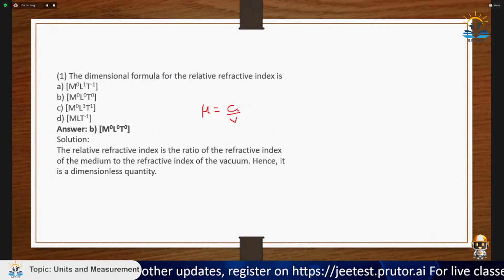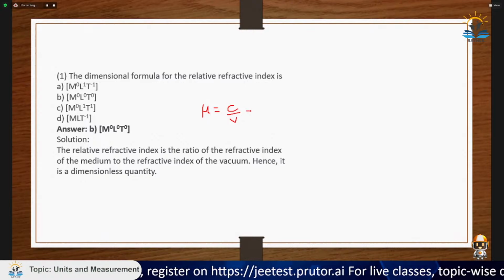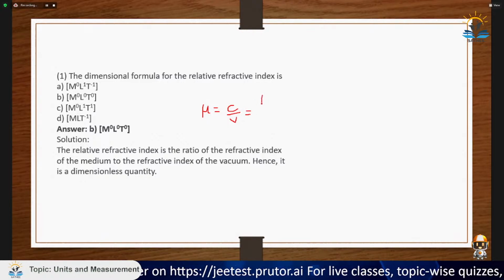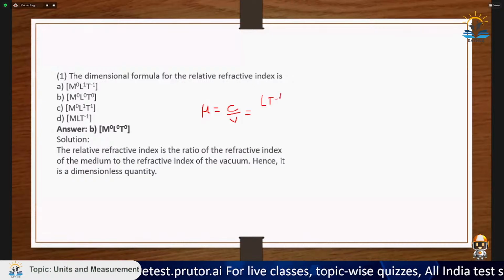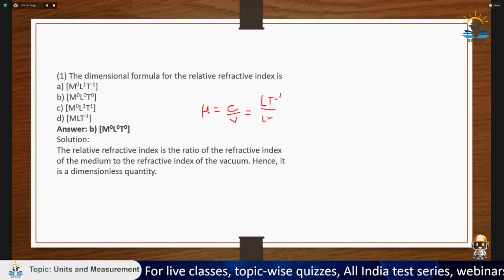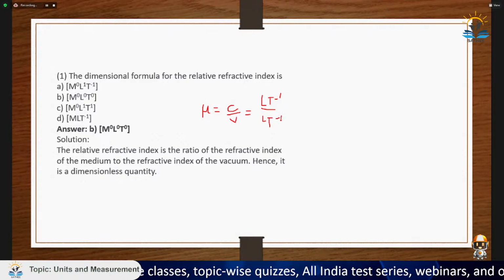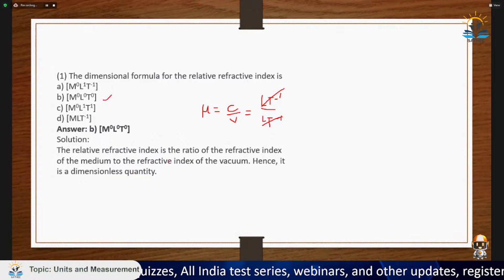Since both are speeds, and speed is nothing but velocity, its dimension is LT^-1. So above there would be LT^-1, and the denominator also would be LT^-1, because both are speeds only. So both will cancel and you will get a dimensionless quantity, that is M^0 L^0 T^0.